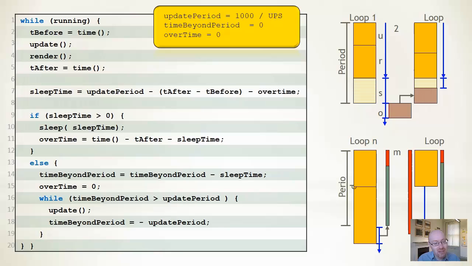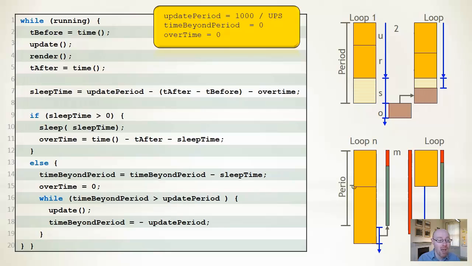So what we do in line 14 is we say, okay, we are running slow. Let's work out how much we are running slow. So time beyond period is equal to time beyond period, take away the sleep time. We need to think about this here. A positive sleep time means that we need to go to sleep. A negative sleep time means that we don't want to go to sleep. In fact, we're actually running slow. So if we take time beyond period and take away a negative value, we effectively add it on.